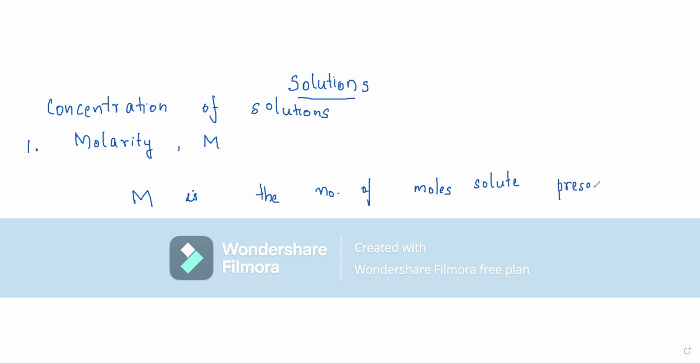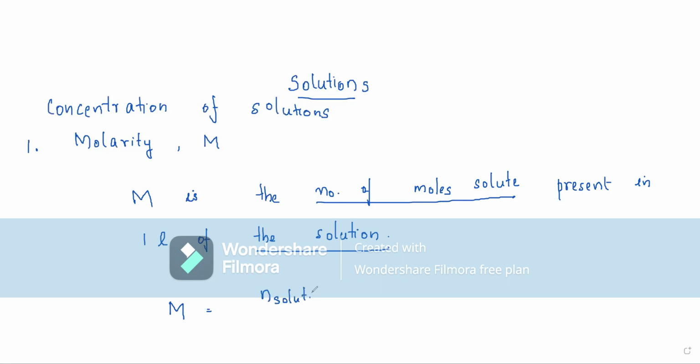present or dissolved in 1 liter of the solution. Number of moles of solute present in 1 liter of the solution. So I'm underlining the keywords here. Now, M is equal to N of solute, number of moles of solute, divided by the volume of solution in liters. So I've just written L for liters.